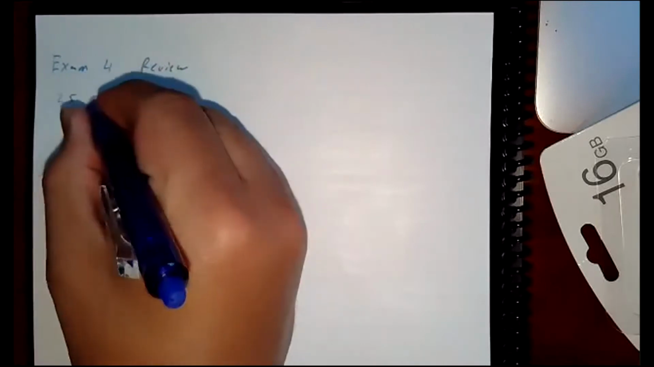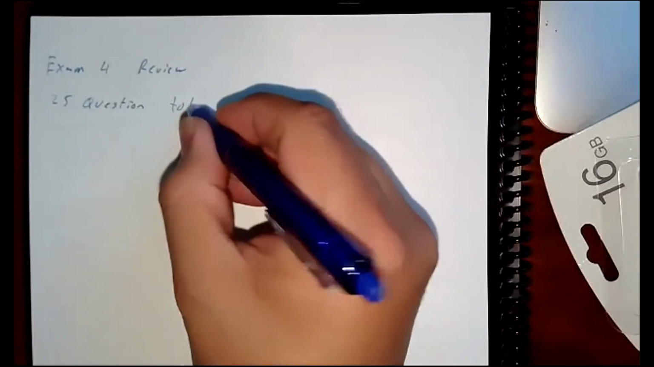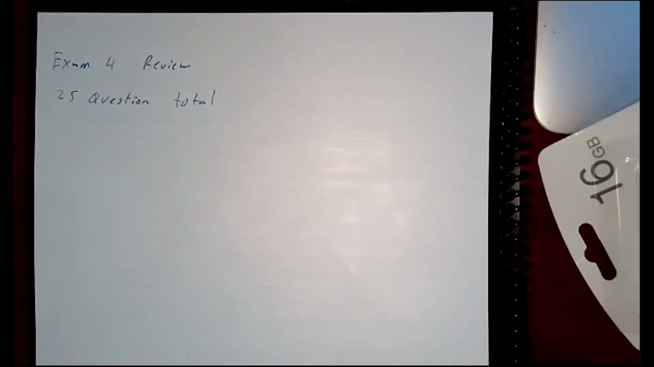But so I think this one will be better. Okay, so let's count the different number of questions. 25 questions, and then we'll go through how many types of problems there are. Let's see if I'm out of focus here. Okay, 25 questions total.